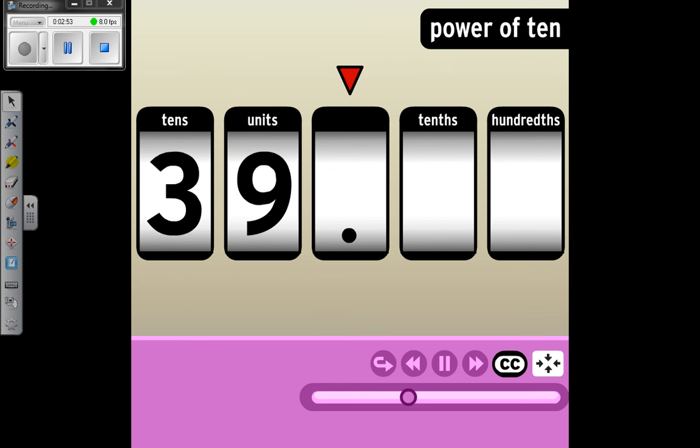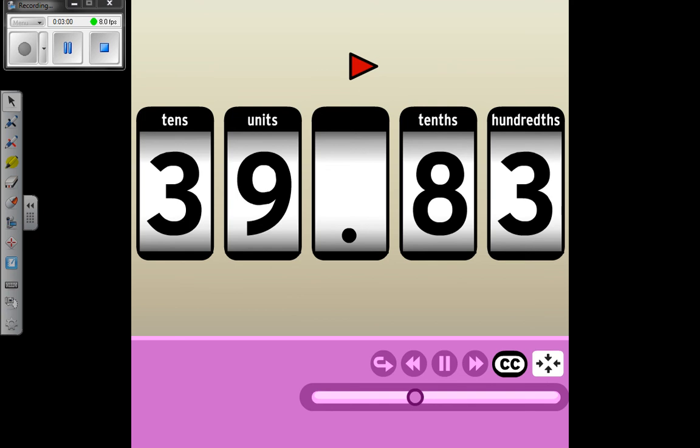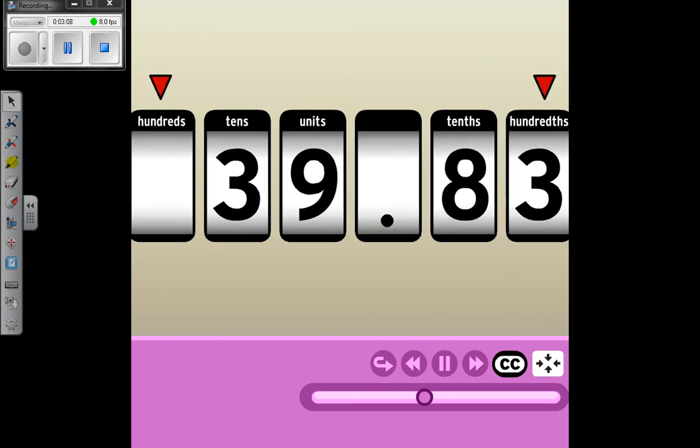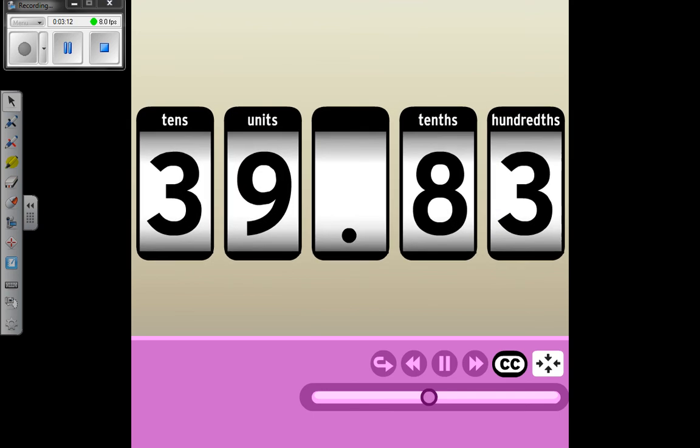To do that, you need this guy, the decimal point. Numbers to the left of the decimal point are whole numbers, and numbers to the right are decimals. Except for the units, every place on the left side has a decimal equivalent on the right. Tens and tenths, hundreds and hundredths, thousands and thousandths. So this number is 39 83/100.